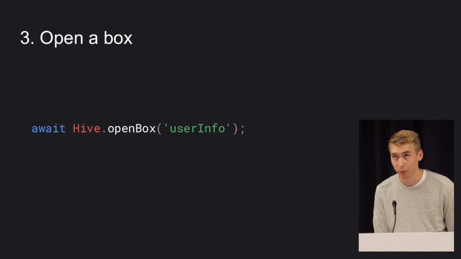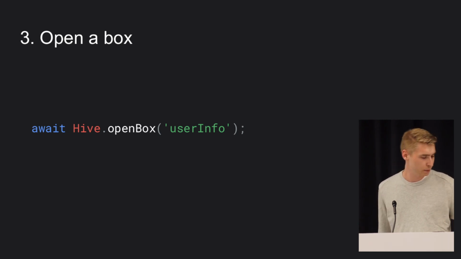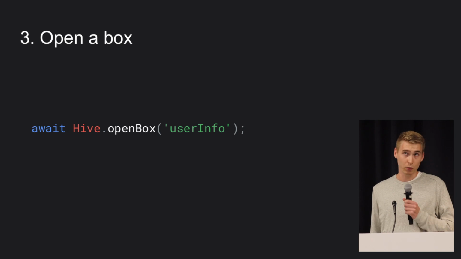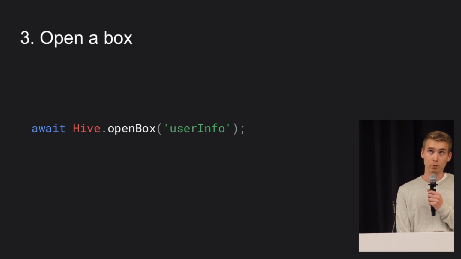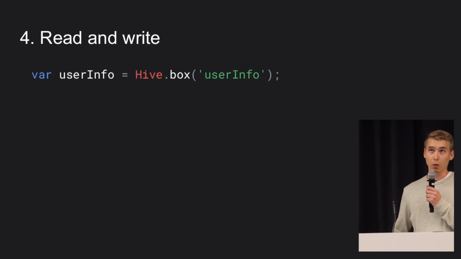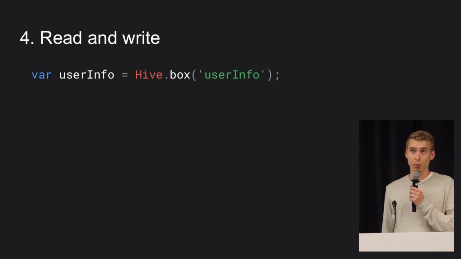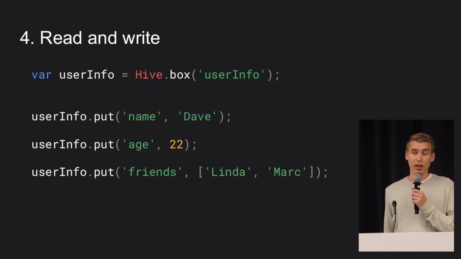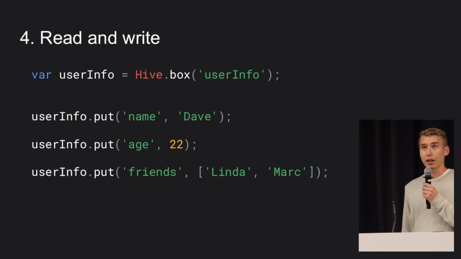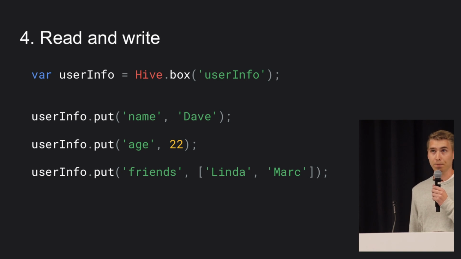Now we can open a box. Boxes are like containers where you can put your data, and you can compare them to SQLite tables. Our box is called user info. So we already opened the user info box, so we can just call hive.box to get an instance of it. And now we have our user, he's called Dave, and we want to store some information about him, like his age and the names of his friends.